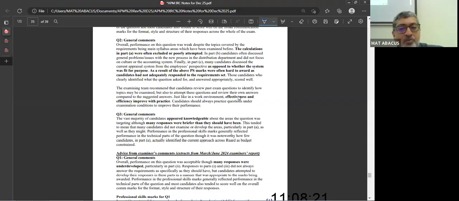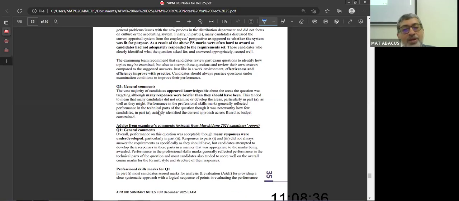And just like in a work environment, effectiveness and efficiency improve with practice. So you cannot give up, you must continue. Candidates should always practice questions under examination conditions to improve their performance, especially in the last 1 month before the exam. So we do get the feeling that candidates have knowledge, so they appear knowledgeable about the areas the questions were targeting.